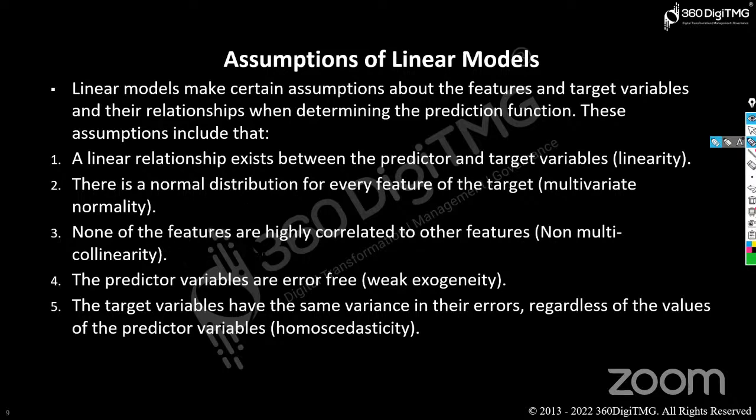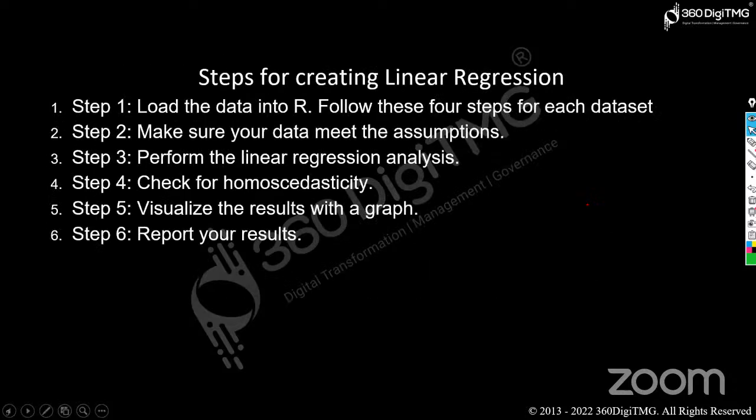Non-multicollinearity, that is, none of the features are highly correlated to other features. The predictor variables are error-free. The target variables have the same variance in their errors regardless of the values of the predicted mean. So these assumptions should exist when you have loaded the data set. You need to ensure that these assumptions exist.